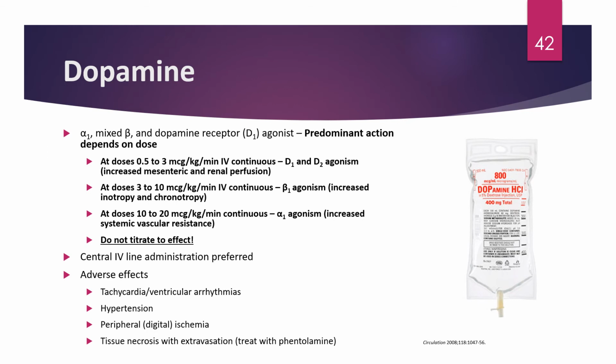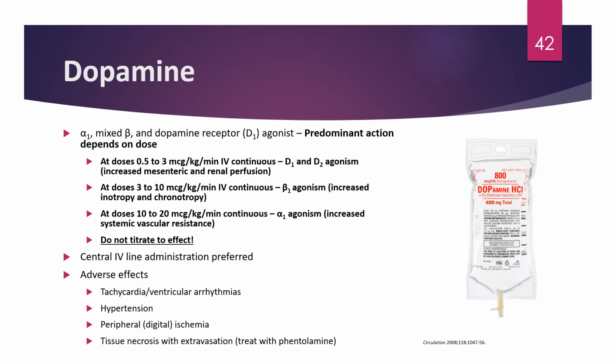At doses of 3 to 10 micrograms per kilo per minute, you'll get beta 1 agonism predominantly: increased inotropy, chronotropy, dromotropy, more or less. And keep in mind that, at these different ranges, you're still going to have activities of each of the different receptors, but you're just going to have predominant effects at certain ranges. At doses of 10 to 20, you're going to have alpha 1 agonism, so increased systemic vascular resistance.